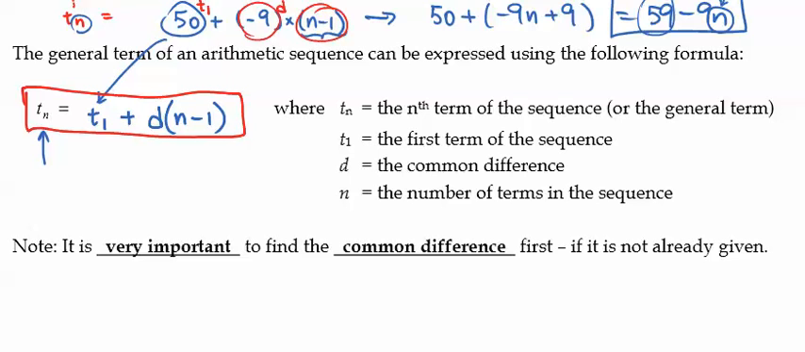So when you're working on an arithmetic sequence, it will be best if you can identify the first term and the common difference right at the beginning. If you can identify the pattern first, you will be able to find the rest of the terms in your arithmetic sequence. If you don't have the common difference given to you, you want to find it first.